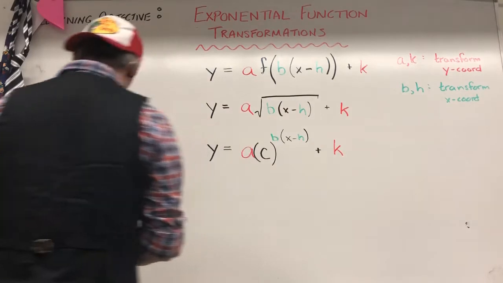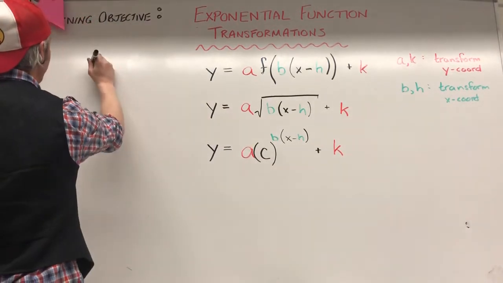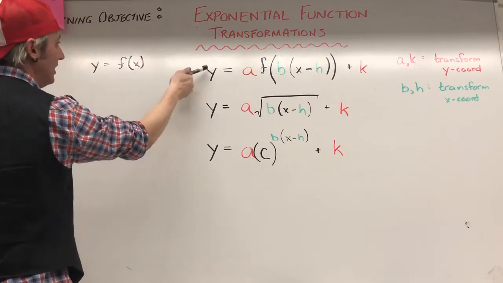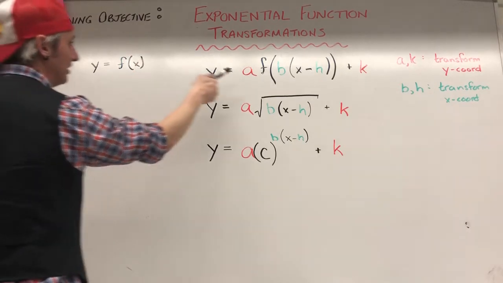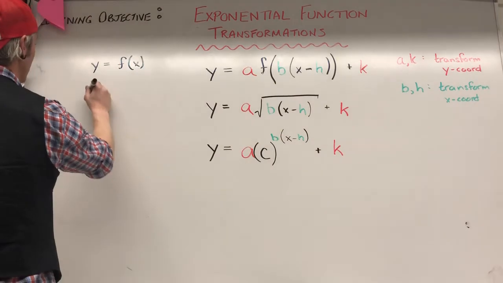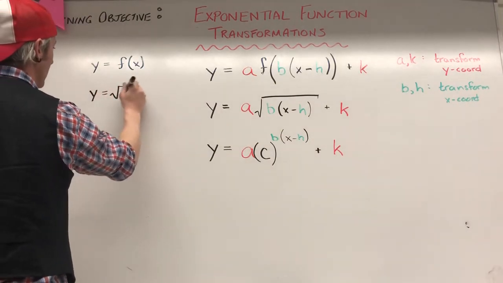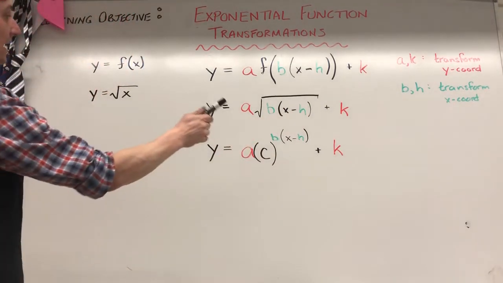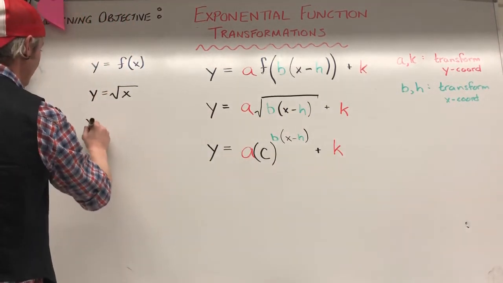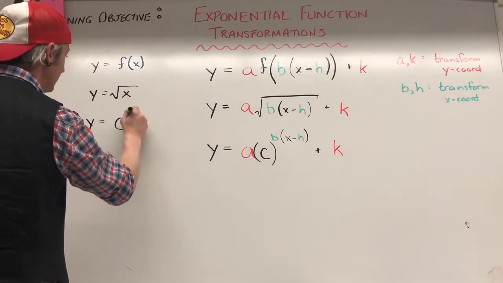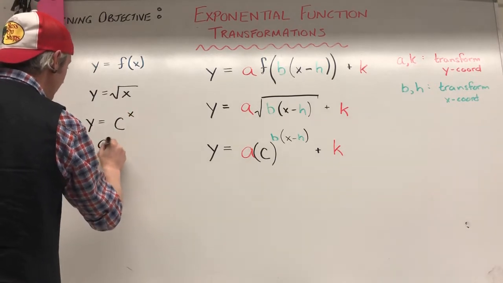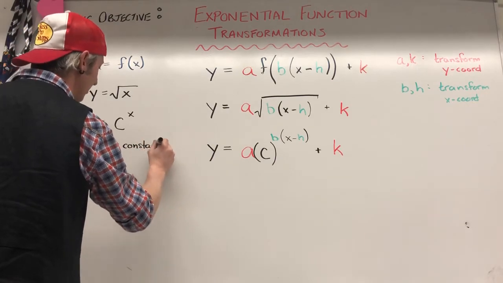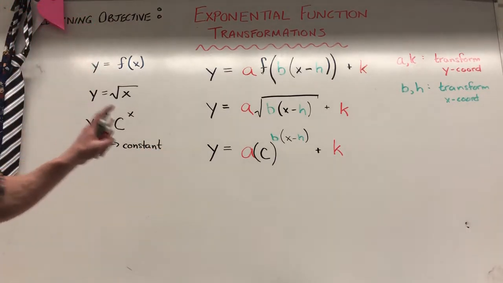Now, just like the baseline function that we transform for radicals, where we started at f of x and then did all these transformations, here we start at y is equal to the square root of x. That's our baseline, what we apply all the transformations to. And for exponentials, our baseline is y is equal to c to the x, where c is just a constant. It's any number, but it's going to stay that number.